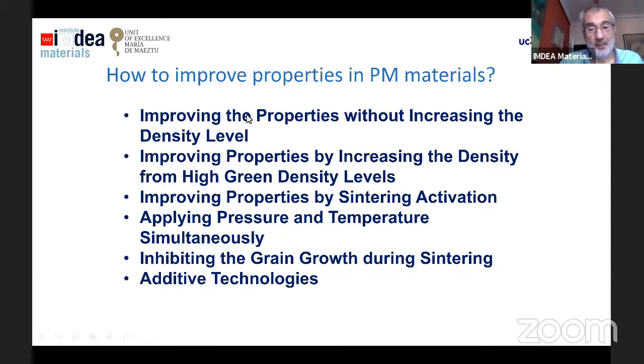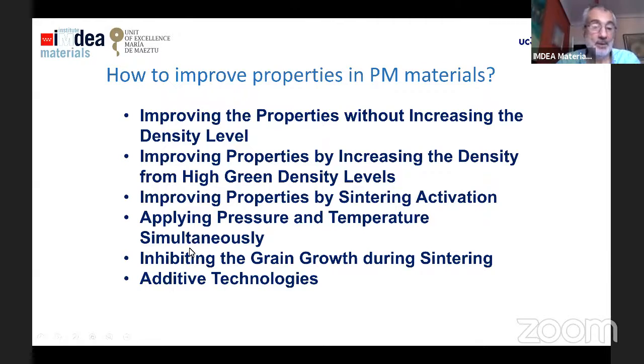One, we can improve the properties without increasing the density level. We can improve the properties increasing the density, but from high green density levels. What we do is to use the pressing step to improve the properties more than the sintering step. We can, of course, improve the properties in the sintering step by sintering activation. Another way is one specific way to activate the sintering, which is using pressure and temperature simultaneously.